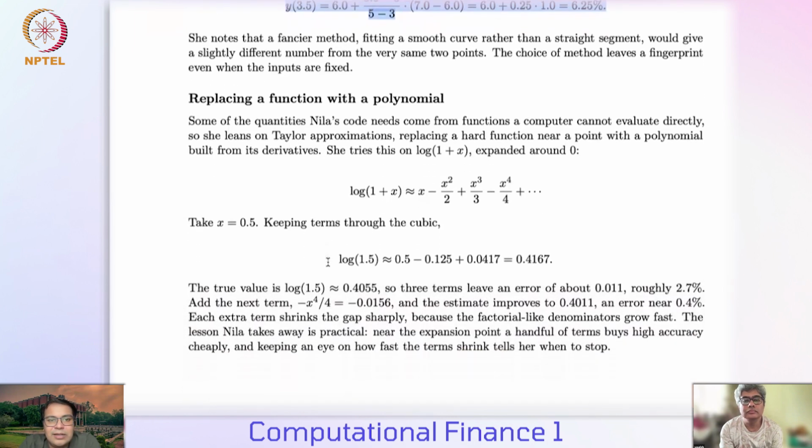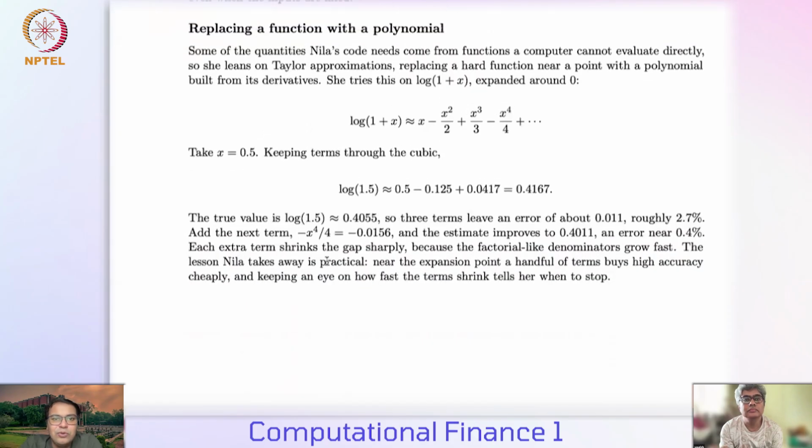The other thing that she might have to do is find out the value at a particular point of a function, but she may not have the exact tools to compute the value of the function, right? So at that point, she would need to use approximations. Now, in the lecture, we had discussed exponentials, right? E to the power x.